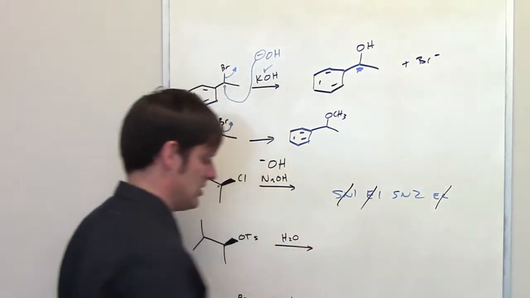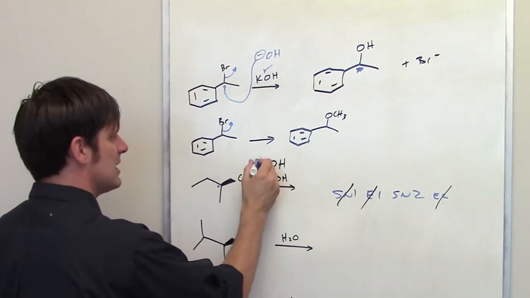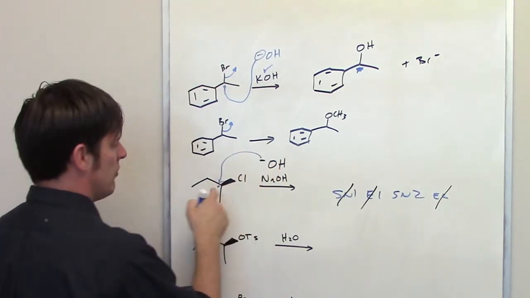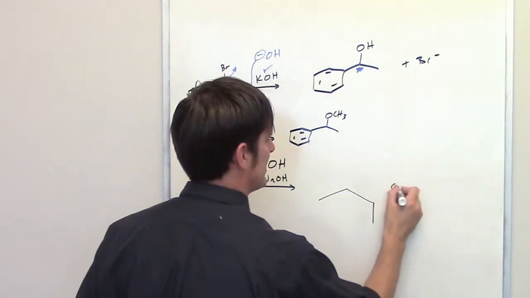I can cross off E2. So what does that end up meaning? It means that this OH minus comes in here as a nucleophile, forms a bond with that carbon, pushes the chlorine off, and then bonds at that position.